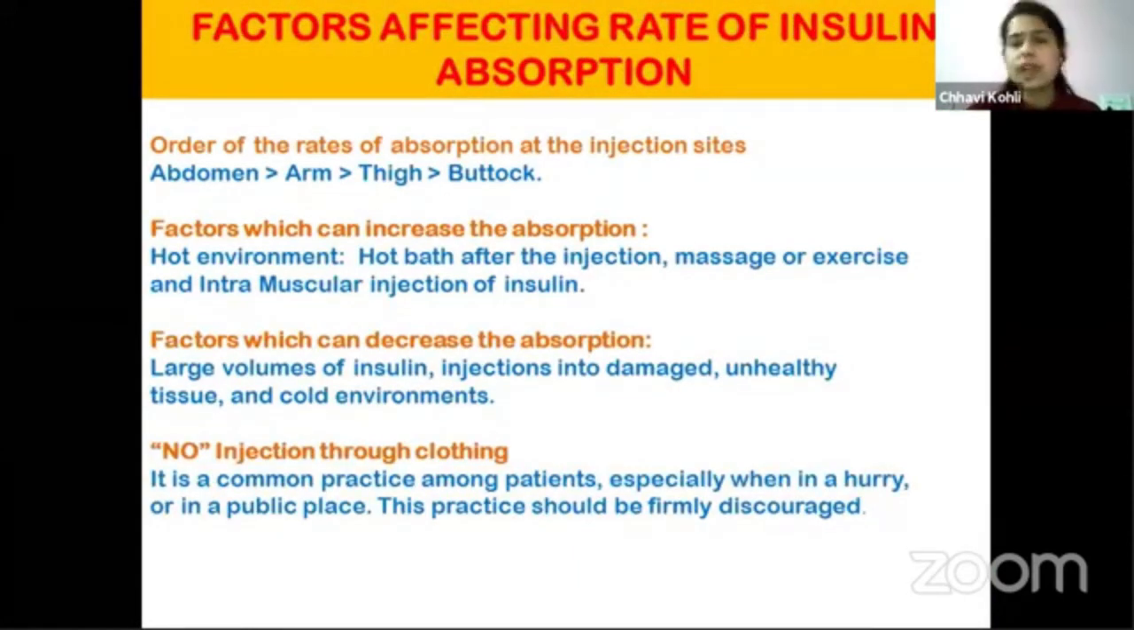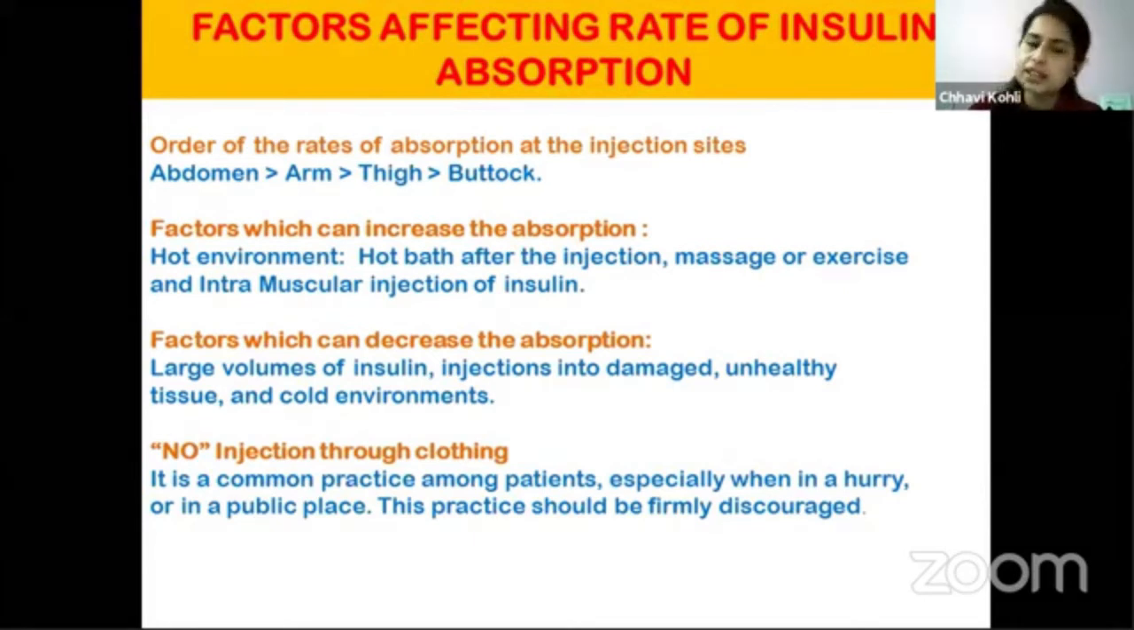Now we'll discuss some factors which can affect the absorption of insulin, as different insulin injection sites have different rates of absorption. So it is important to rotate the sites properly and not to inject insulin randomly into any of the sites. Then there are some factors which increase the absorption rate, like taking a hot bath immediately after injecting insulin, or massaging the area where the insulin is injected, or exercising immediately after injecting insulin on the thigh, or any kind of intramuscular injection. So these things should be avoided.